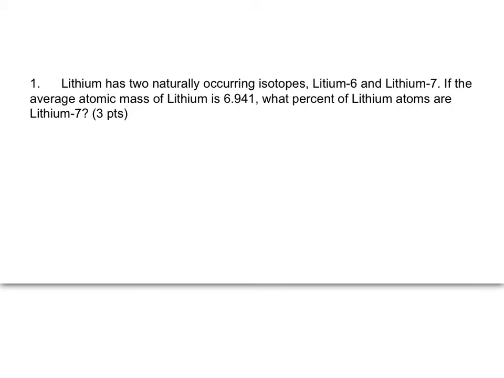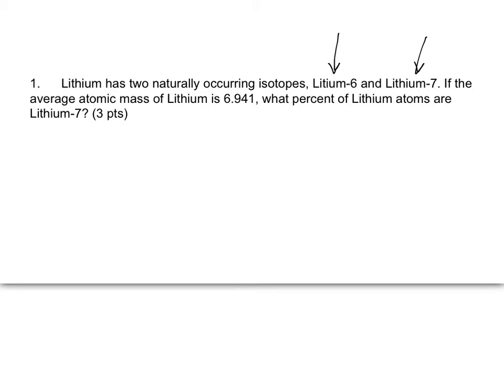Okay, if you have 2 naturally occurring isotopes of lithium and you know that the average atomic mass is 6.941, calculate the percentage that is lithium-7. How do you do this? Well, we just went through how to find the average atomic mass. Now we're working backwards. So here's what we know. We know that we have to have 2 percentages that add up to 100% because there's only 2 isotopes. So the combination of those 2 isotopes has to be all the atoms, 100%.